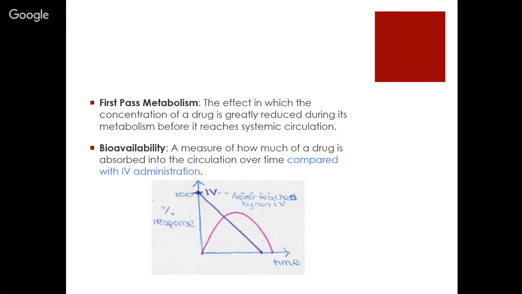Bioavailability is something to know. It's a measure of how much a drug is absorbed into the circulation over time compared with IV administration. I've got this diagram here, which I drew, but you can probably tell. IV is this one here. It starts at 100%, it's 100% available in the bloodstream, and then it goes down from there. Whereas this one here could be oral, rectal, or any other form of the drug. The most important thing to see is that it never actually reaches 100%, so it never reaches quite the same levels as IV, and it will never have quite the same amount of response.